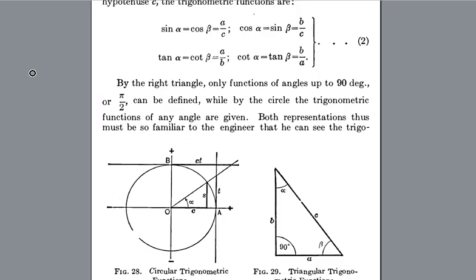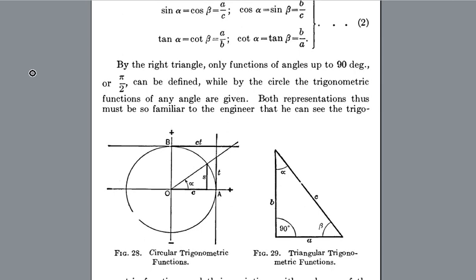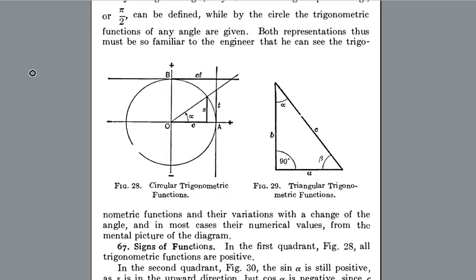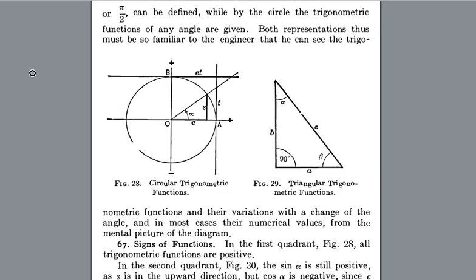By using the right triangle, trigonometric functions can only be defined for angles up to 90 degrees, or pi divided by 2. However, by using the circle, trigonometric functions can be defined for any angle. Both representations must be so familiar to the engineer that they can visualize the trigonometric functions, their variations with changes in the angle, and, in most cases, their numerical values, simply from a mental picture of the diagram.